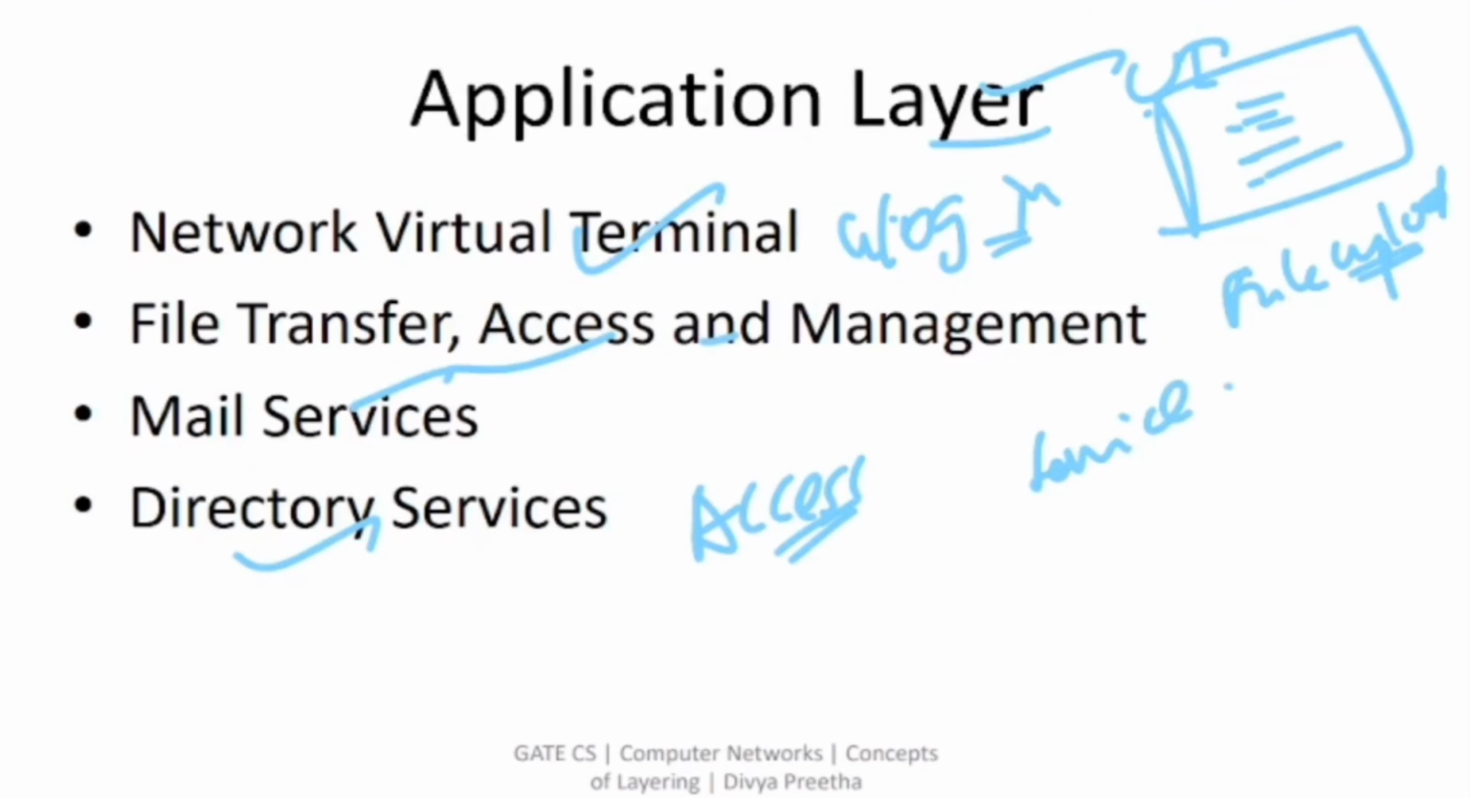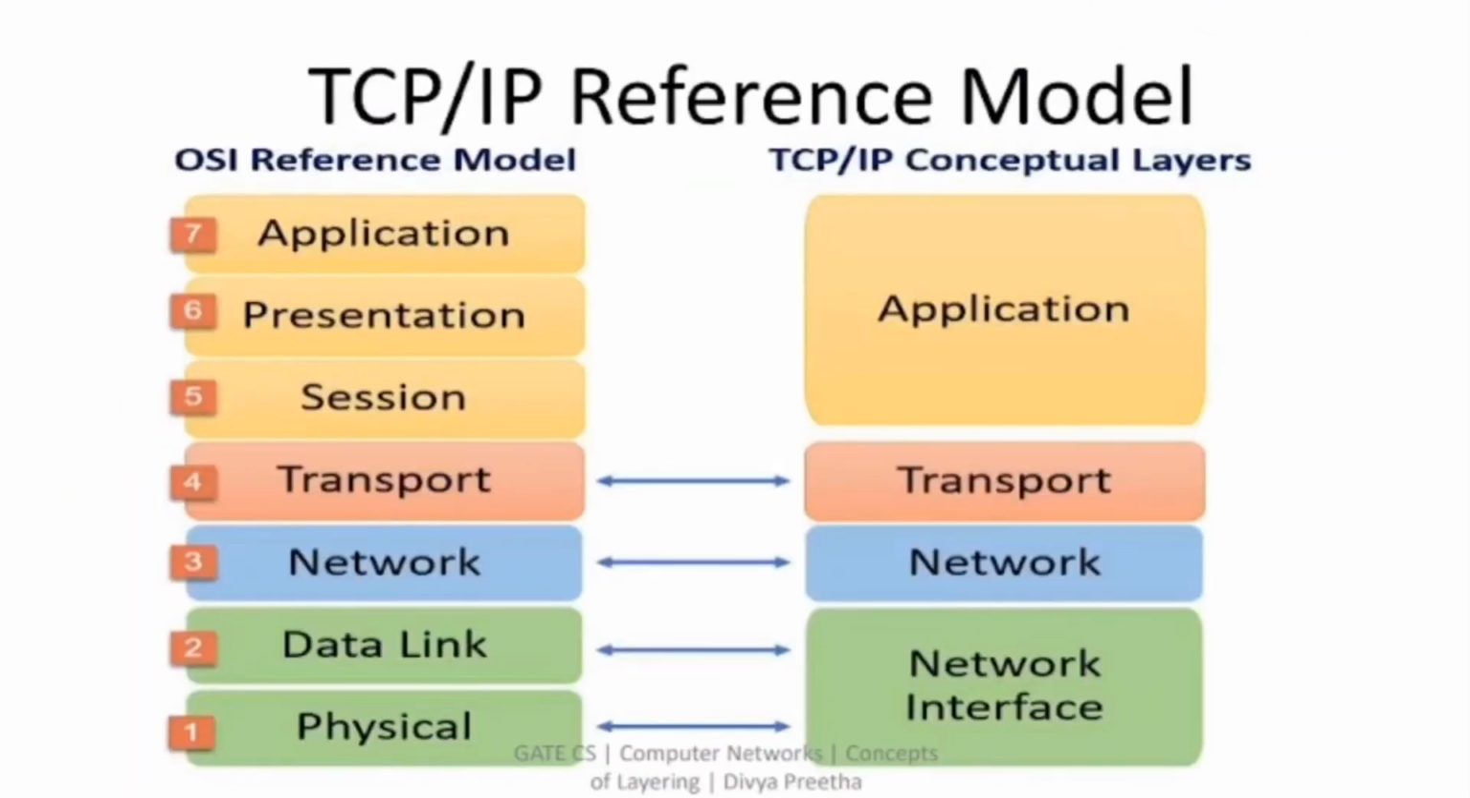This is all about the OSI model. Next we will see about the TCP/IP model. This is more or less similar to the OSI model. The only difference is that instead of 7 layers, they just have 4 layers.